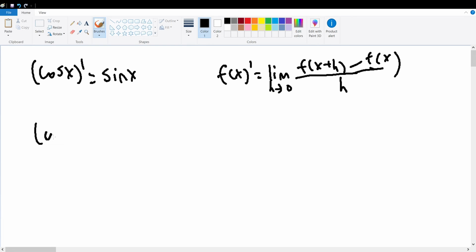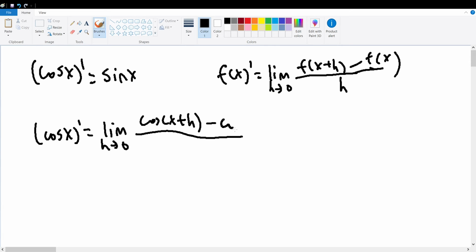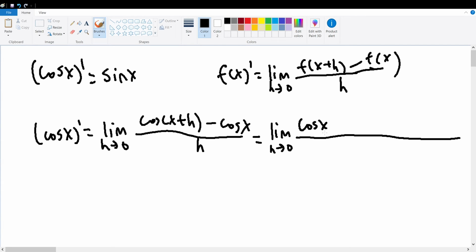We can simply apply f of x to be cosine of x to get the cosine's derivative is equal to the limit of the change in x represented by h goes to 0 of the cosine of x plus h minus cosine of x divided by h. This is then equal to the limit as h goes to 0 if we expand out the cosine of x plus h to be equal to the cosine of x times the cosine of h minus the sine of x times the sine of h minus the cosine of x.